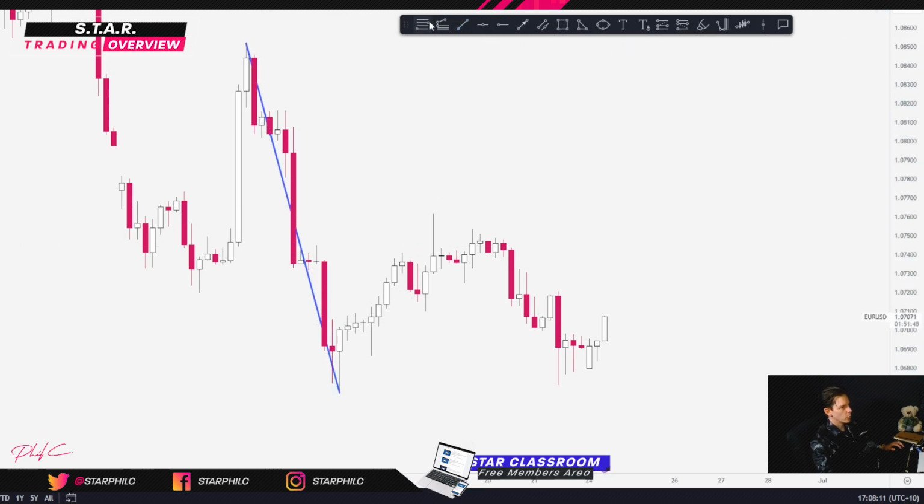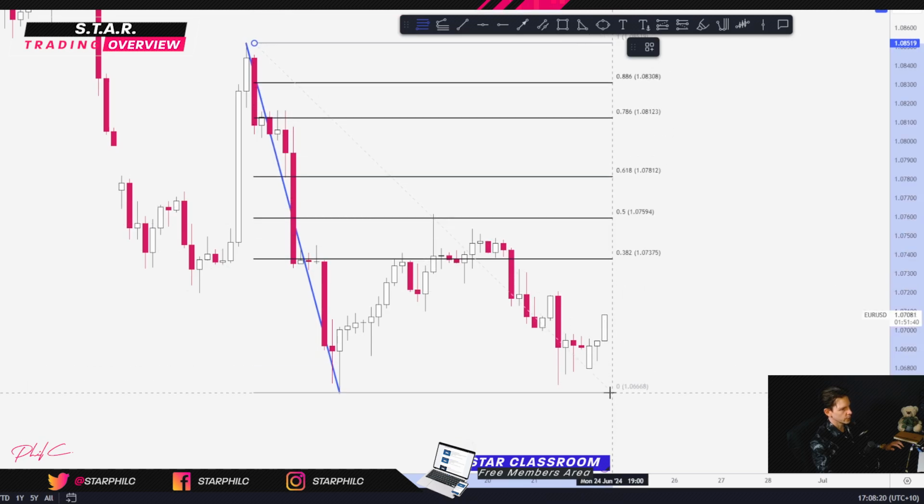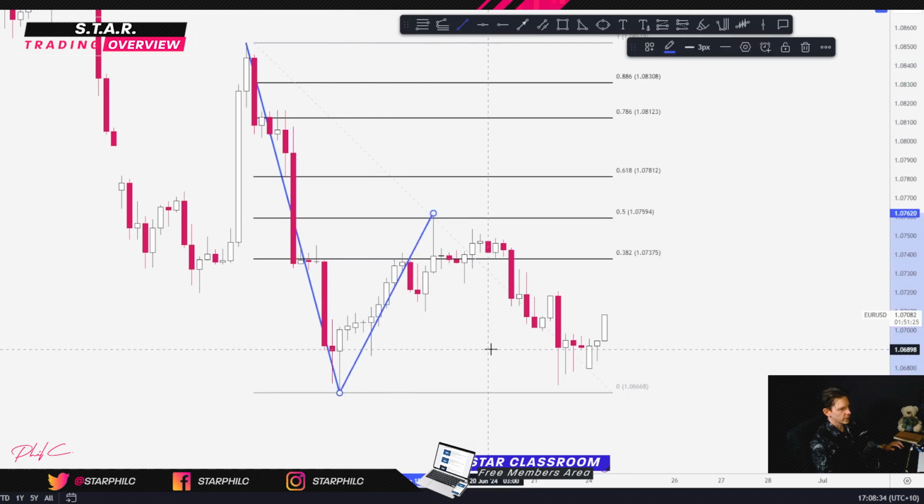Now, what we want to do with pattern trading is, secondly, we want to take a Fibonacci retracement tool and go from swing high all the way down to swing low right there. What we need to do is identify where the retracement comes in at. 382, 50%. What do we get? We have a swing low to swing high, right?